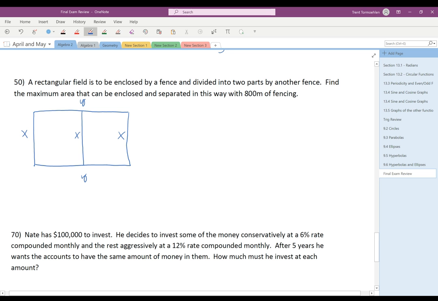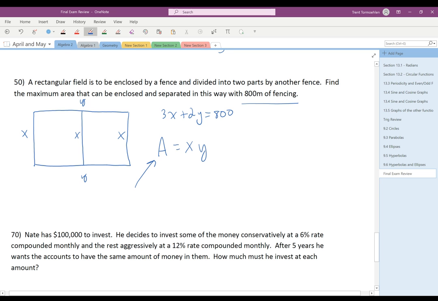And so when you do this, the equation for the 800 meters of fencing is just going to be 3x plus 2y equals 800, right? We've got three that are going to be parallel to each other, then two going the other way to create these sections. And then the second thing is we're going to create an area function, and the area function is just going to be x times y. And what we're trying to do is maximize this.